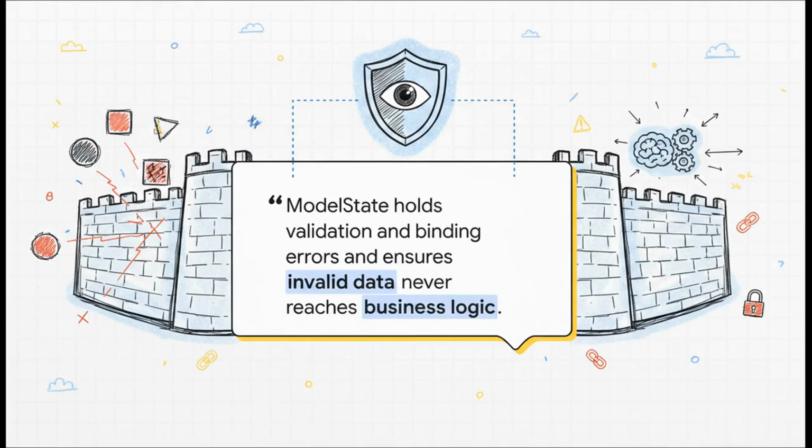If you remember only one thing from this whole explainer, please make it this. This is your one-line golden rule. ModelState is the guardian that holds both validation and binding errors, and it creates an impenetrable wall so that invalid data never, ever touches your business logic.